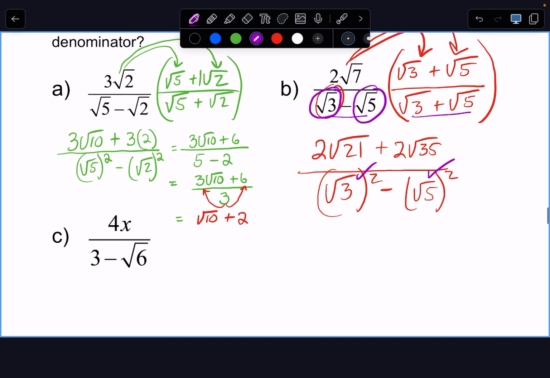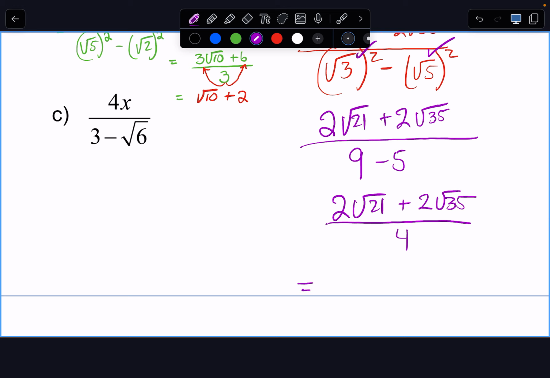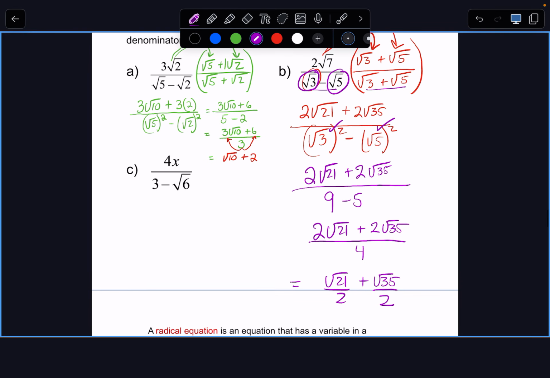This make sense, guys? So this is going to be 2 square root of 21 plus 2 square root of 35 over 9 minus 5, which is 2 square root of 21 plus 2 square root of 35 over 4, which would be square root of 21 plus square root of 35, both of them over 2. How are we vibing with this, guys?